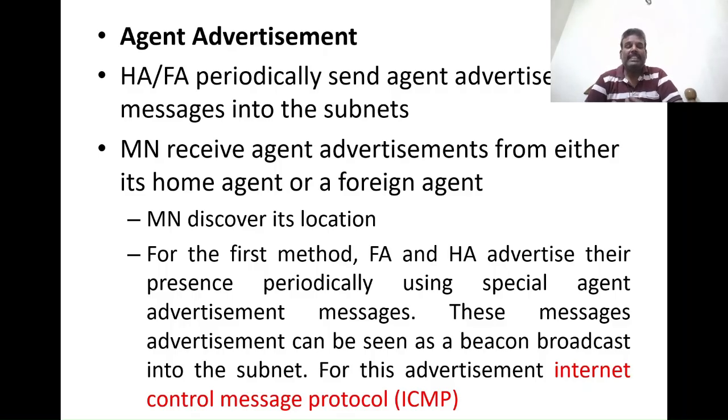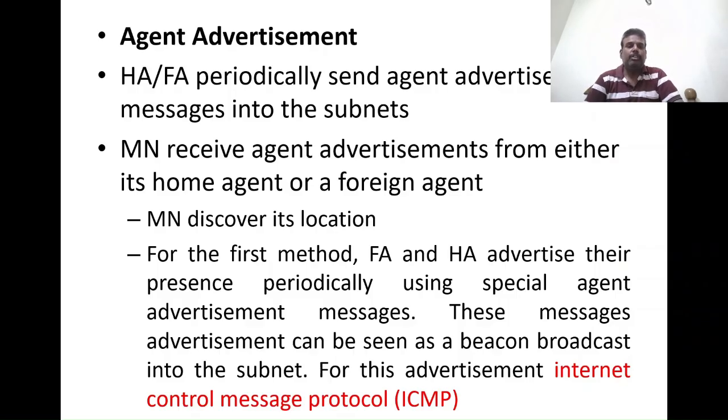So whenever I'm going to start my data transaction, how does my mobile node discover its location? That is the main problem. Your mobile node has to find its nearest router first. So that is agent advertisement messages. How is it doing this? By using the ICMP protocol. Every device has its own protocol.